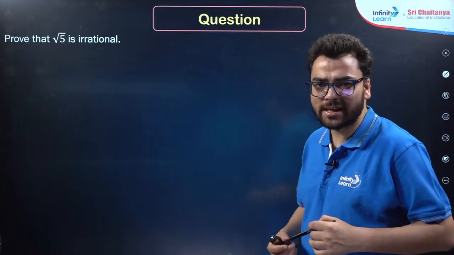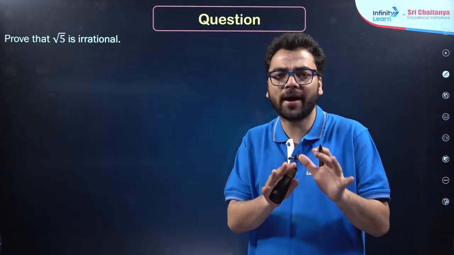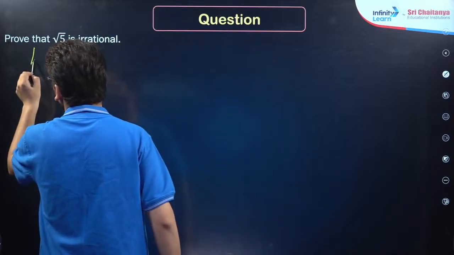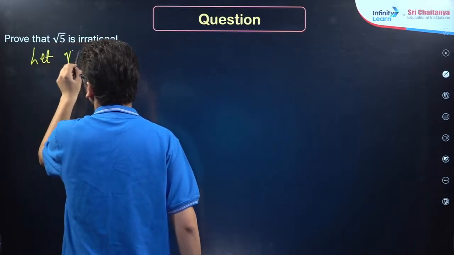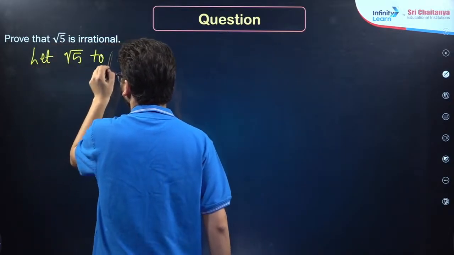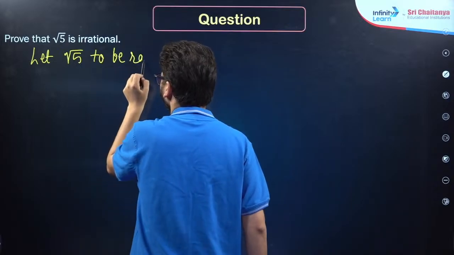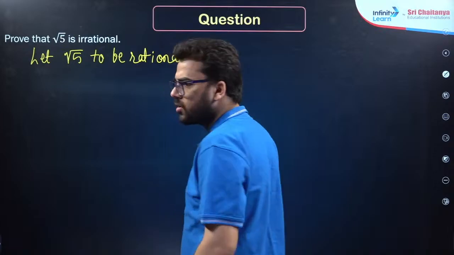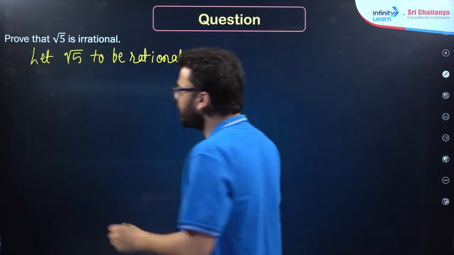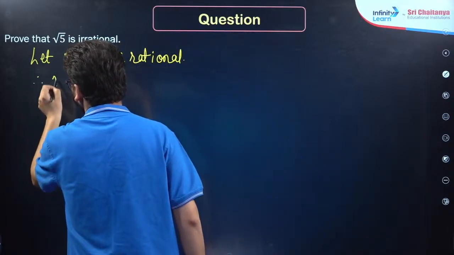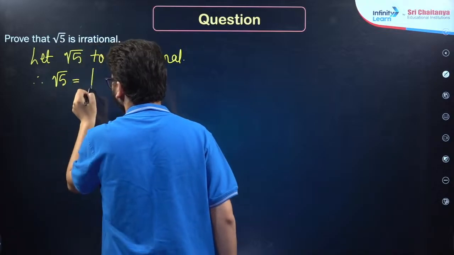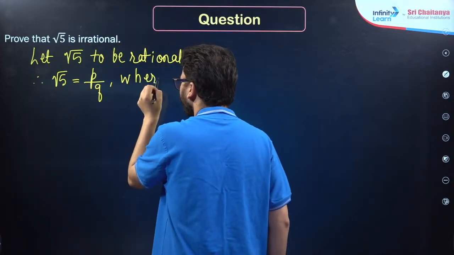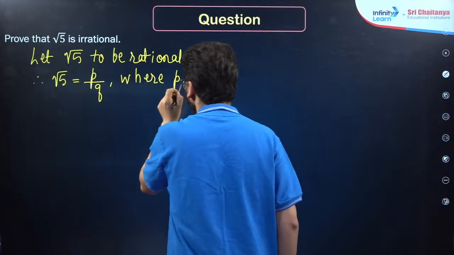So root 5 is irrational, so we have to do proof by contradiction. The first thing is, let root 5 be rational. Right? Yes or no? If it is rational, what can we do? Therefore, can we not say that root 5 is equal to p by q, where p and q are co-prime integers? That is the definition of rational numbers.